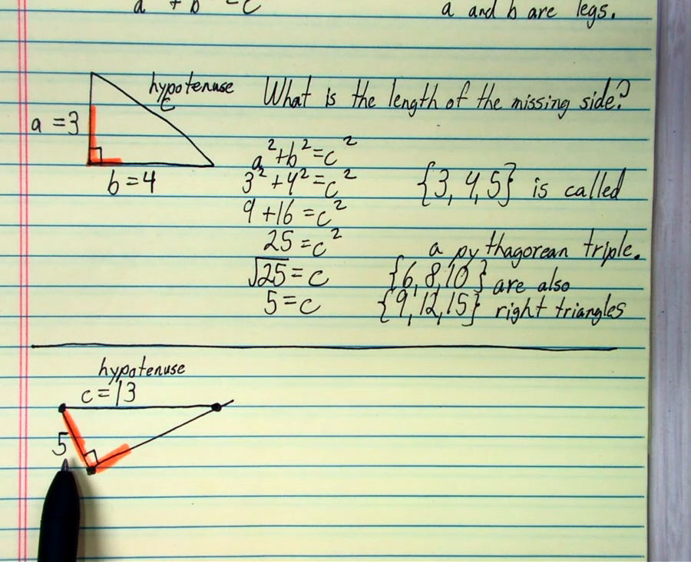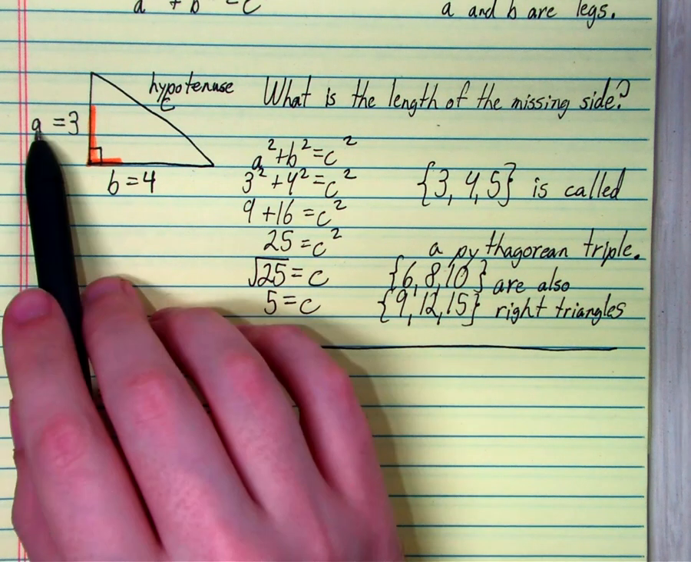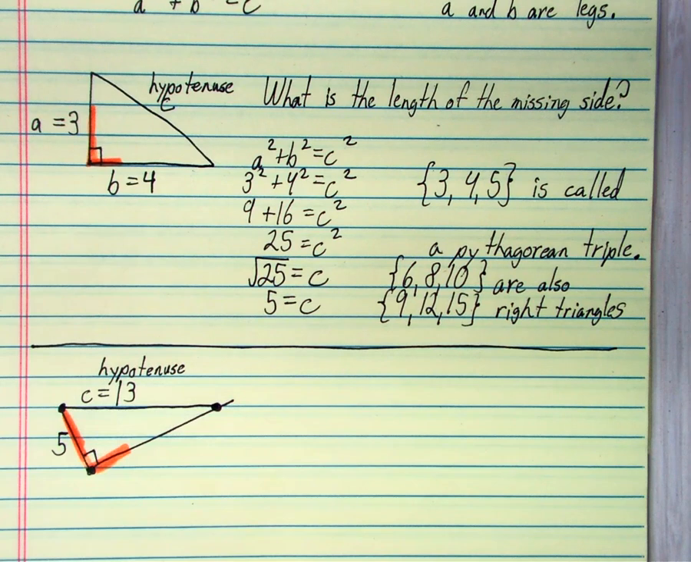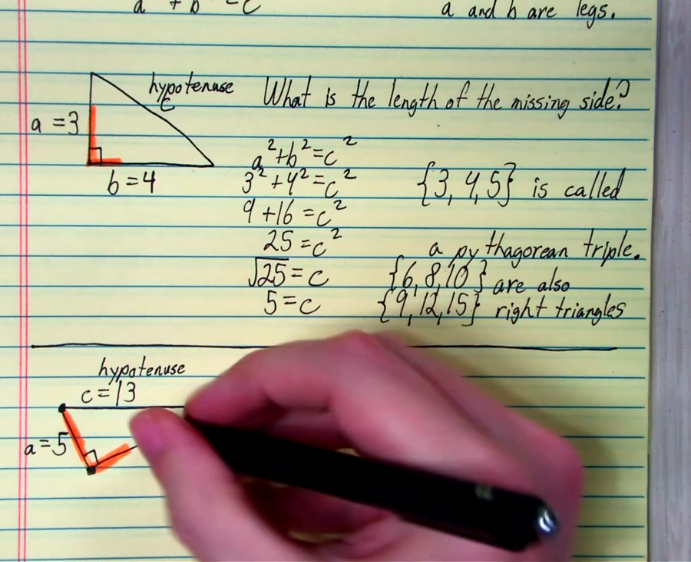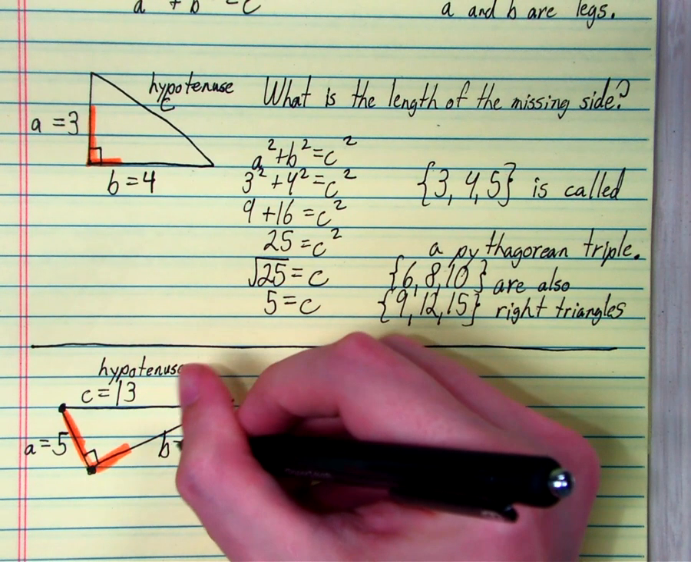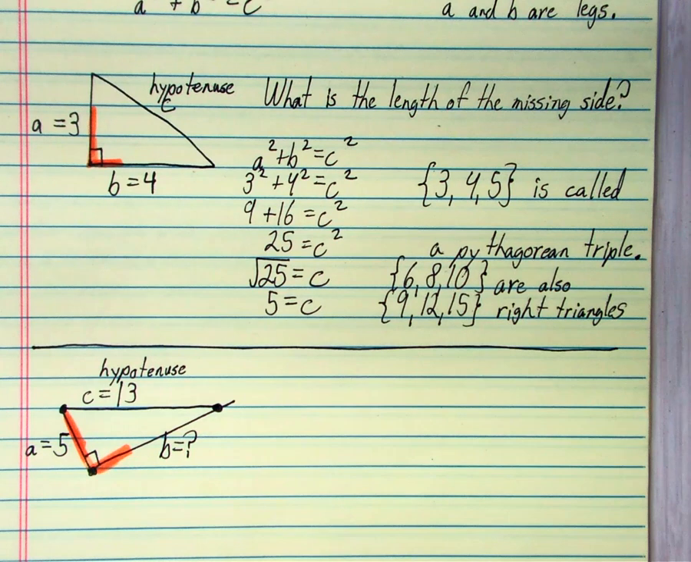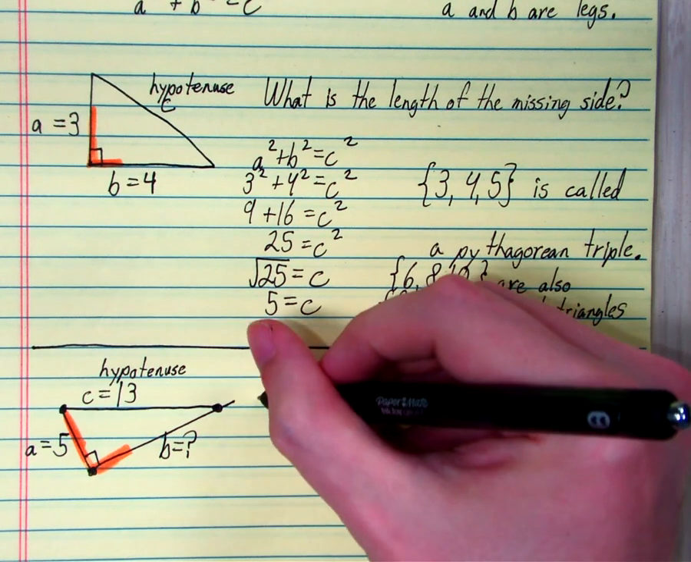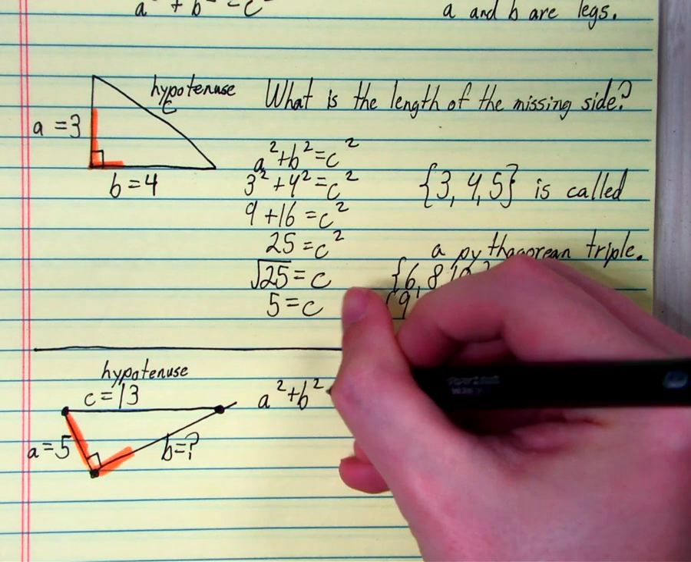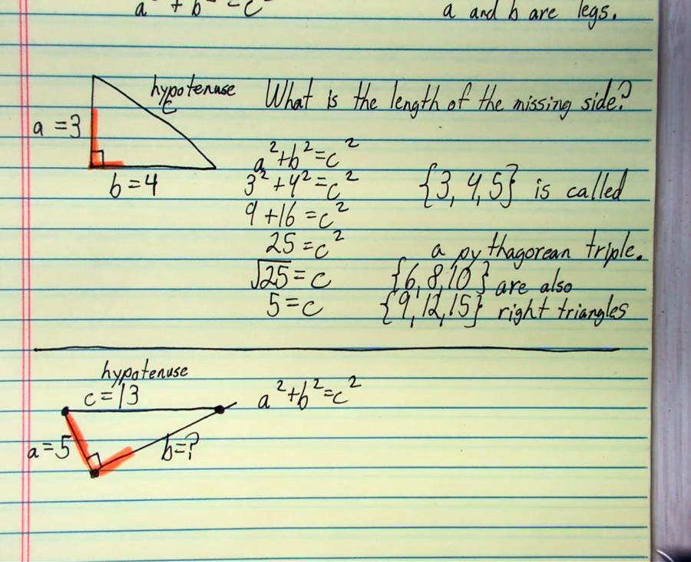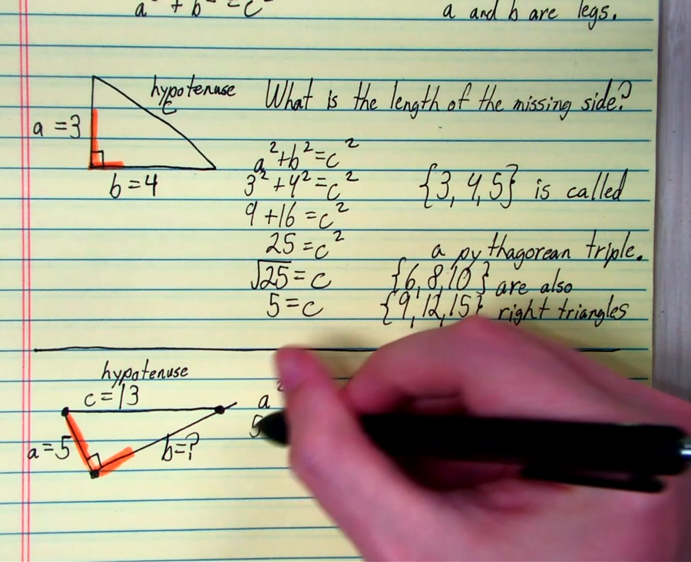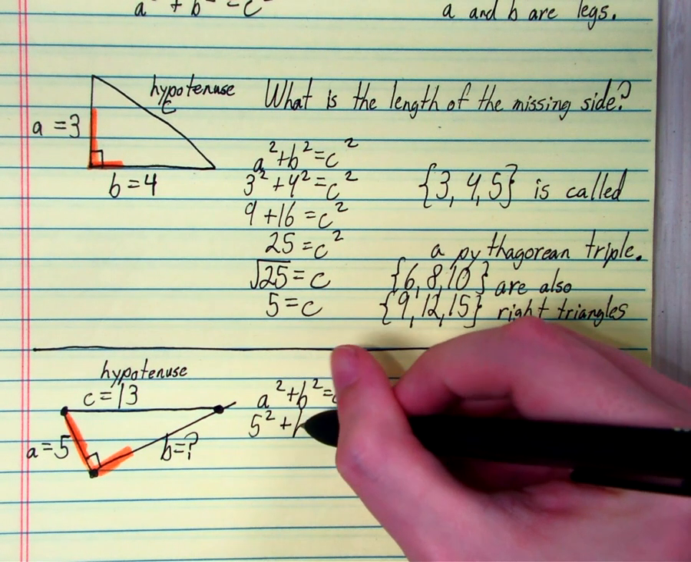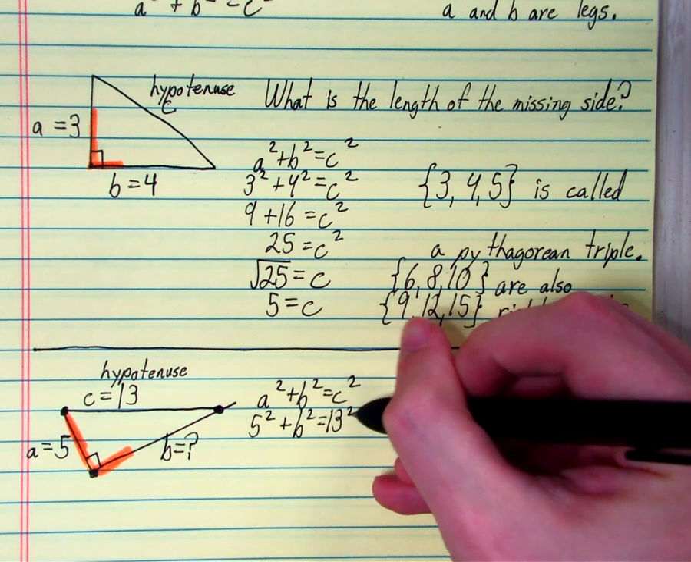5 could be a or b, and for our problem solving, it doesn't matter which. So I will say a equals 5, meaning we're going to find out what b equals. We'll set up the same problem. We'll go a squared plus b squared equals c squared using our formula. We'll plug in what we know. We know 5 squared plus b squared equals 13 squared.